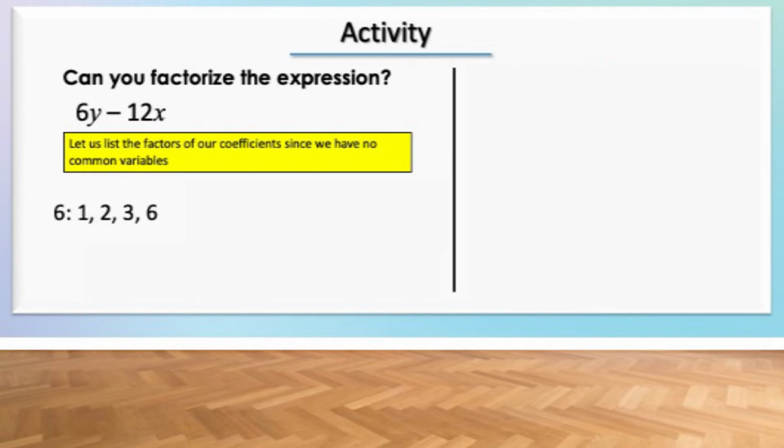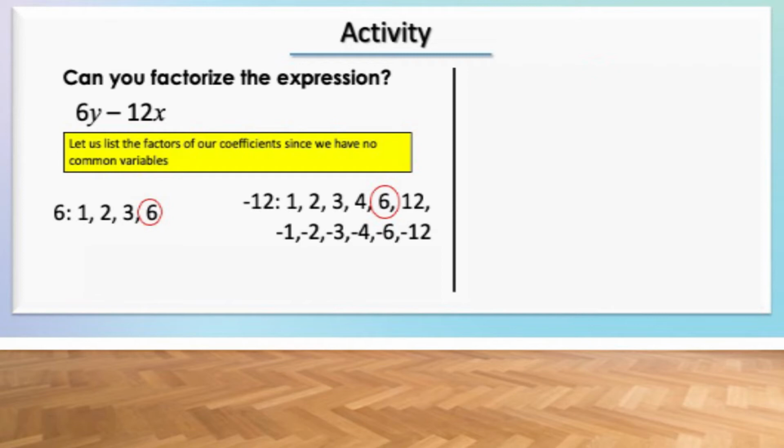Now, for negative 12, we have 1, 2, 3, 4, 6, 12, negative 1, negative 2, negative 3, negative 4, negative 6, and negative 12. Now, can you identify the highest common factor? Very good. After listing the factors of our coefficients, the highest common factor is 6.